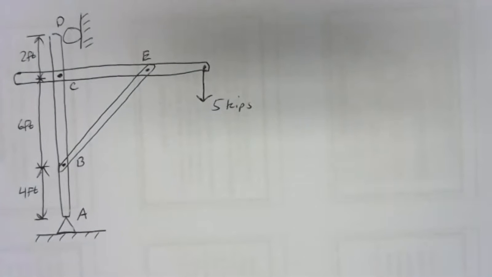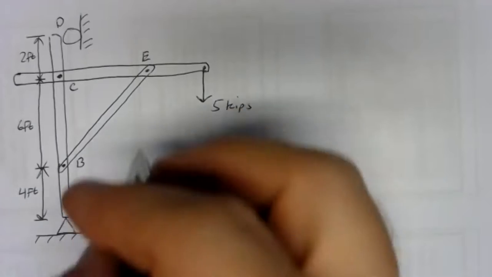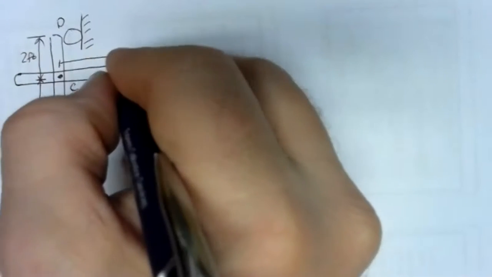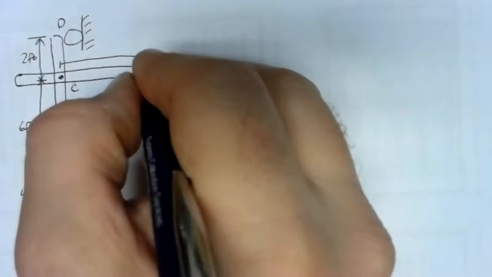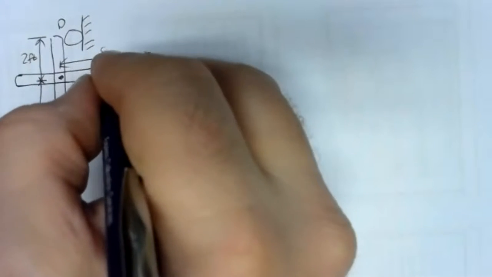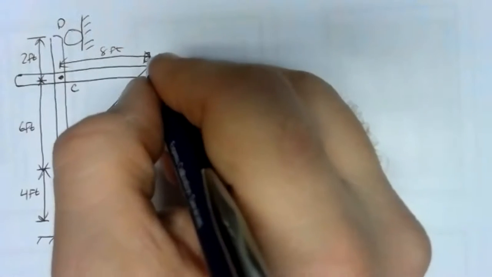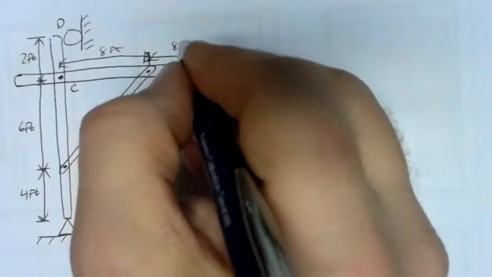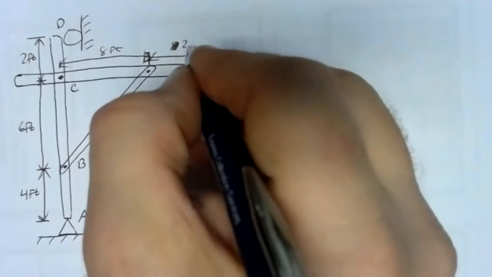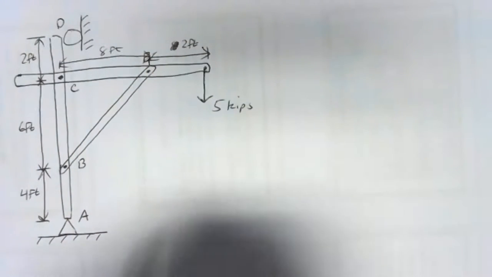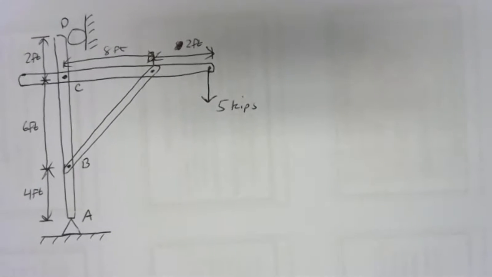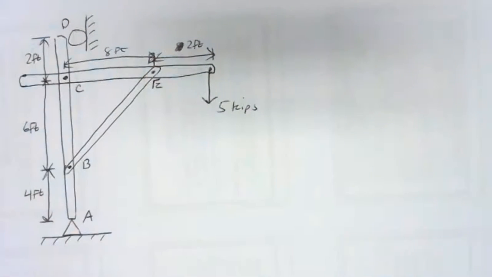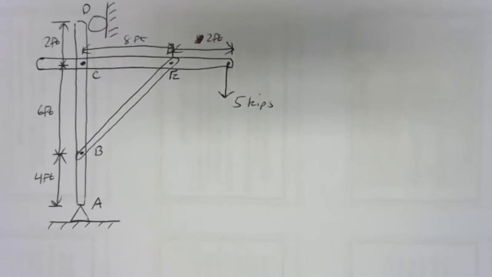And then let's say here over to E, we'll go 8 feet, and then another 2. So the scale's a little bit off there, but it'll work out. So there we've got 8 feet, 2 feet. We'll relabel joint E because I drew right through it.